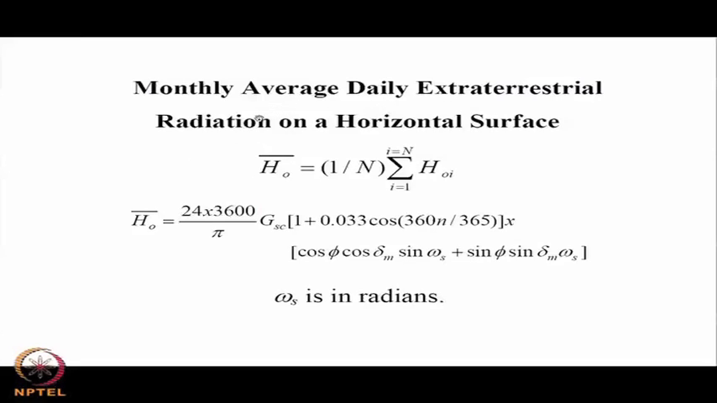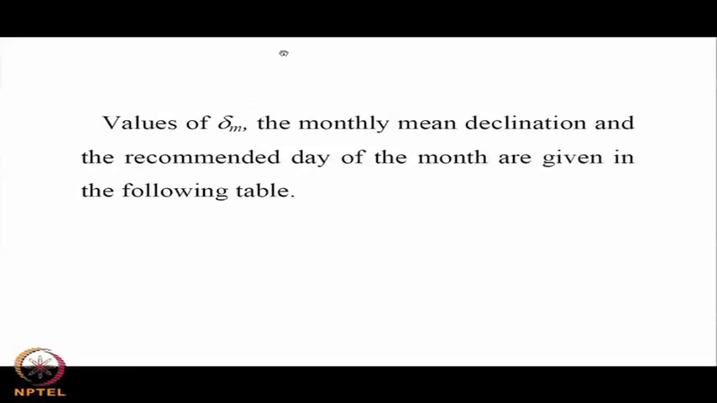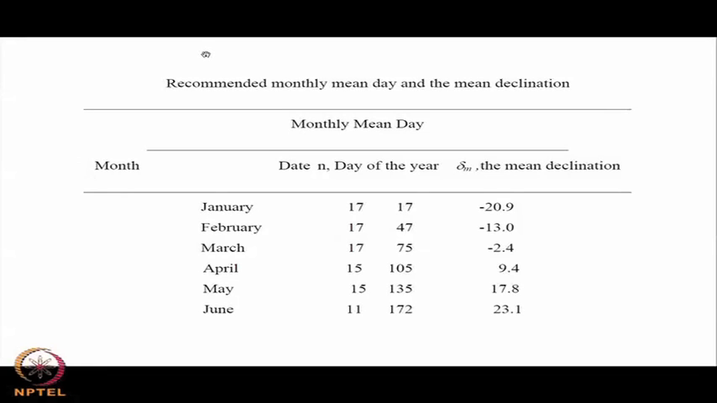And there is a small table which gives you this delta m and the recommended days. I will come to the history of it and how. January day is 17 and day of the year also 17, corresponding declination is minus 20.9.